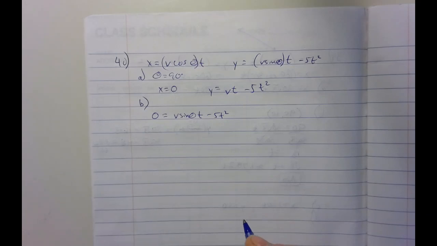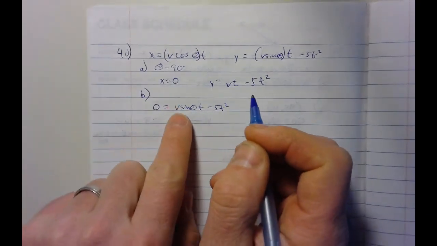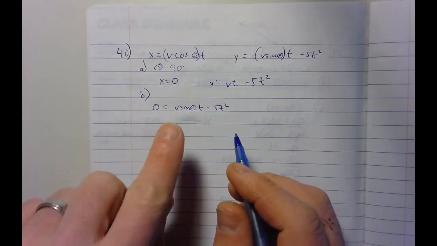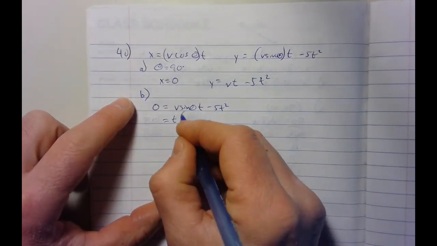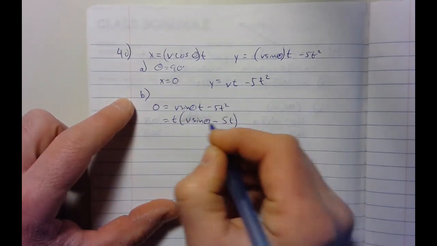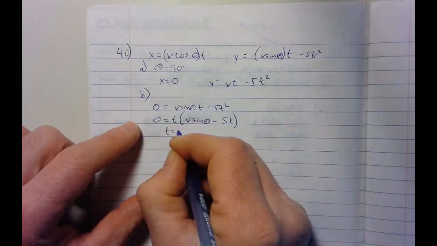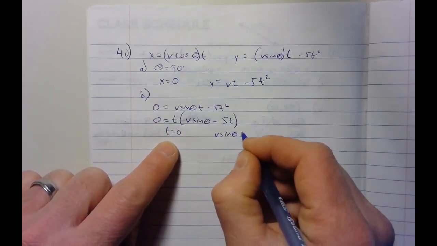Now, if we look at this, yes, it has a v sine theta, but that is a constant number. So solving this, it's a quadratic. I always factor to solve quadratics, so I factor that out. What is this telling me? One of the times it equals 0 is t equals 0, and the other time is when v sine theta minus 5t equals 0.